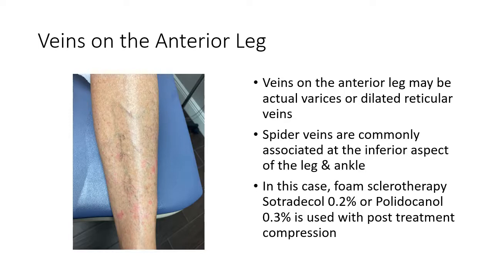Now, this patient has a smaller reticular vein. It's not dilated. It's about 3 millimeters. In this case, we'd use Sotradecol 0.2% foam or Polidocanol 0.3% foam and post-treatment compression, as you'll see later, with a pool noodle. Before we do the compression, we always make sure we evacuate any trapped coagulant. In this patient, you also notice that she has psoriasis.